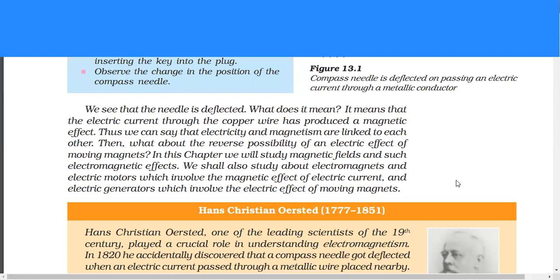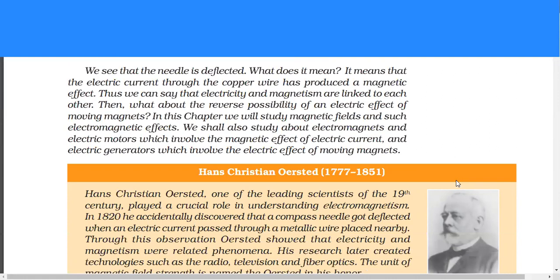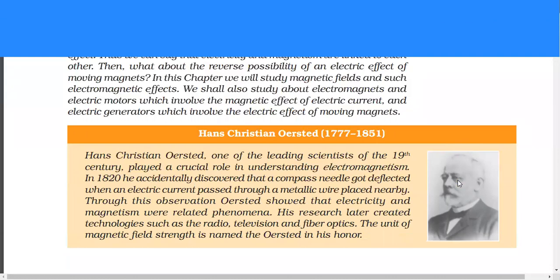What does it mean? It means that the electric current through the copper wire has produced a magnetic effect. Thus, we can say that electricity and magnetism are linked to each other. Then, what about the reverse possibility of an electric effect of moving magnets? In this chapter, we will study magnetic fields and such electromagnetic effects. We shall also study about electromagnets and electric motors, which involve the magnetic effect of electric current, and electric generators, which involve the electric effect of moving magnets.